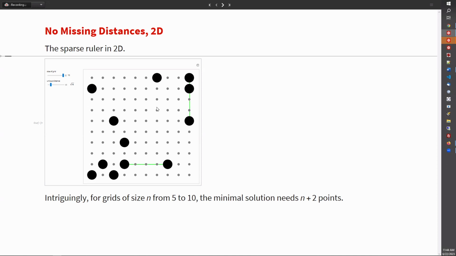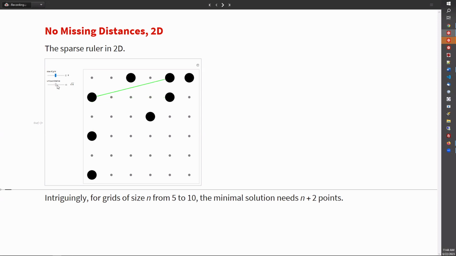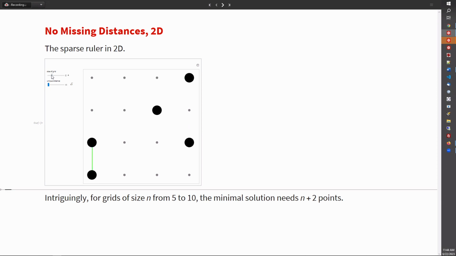We've managed to solve this up to a 10 by 10 grid. There's a search going on for the 11 by 11 grid right now. But so far, for all solutions 5 to 10, the minimal solution needs n plus 2 points. Whether that will continue on, we don't know. This is an unsolved problem. So these are examples of that problem.